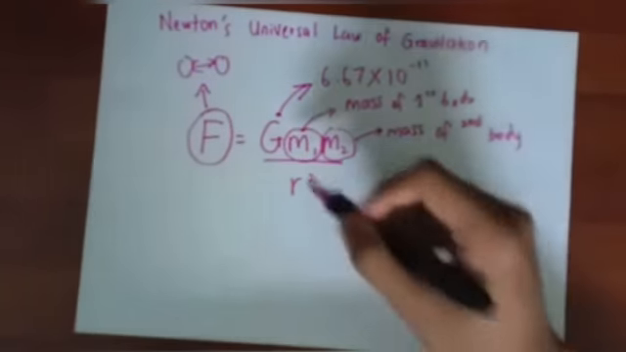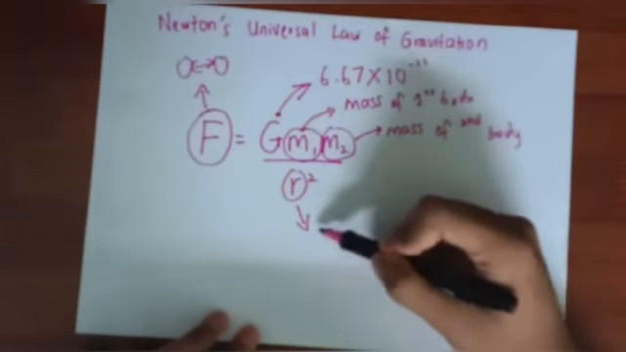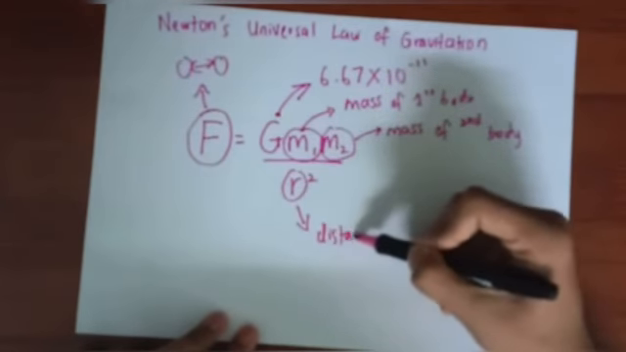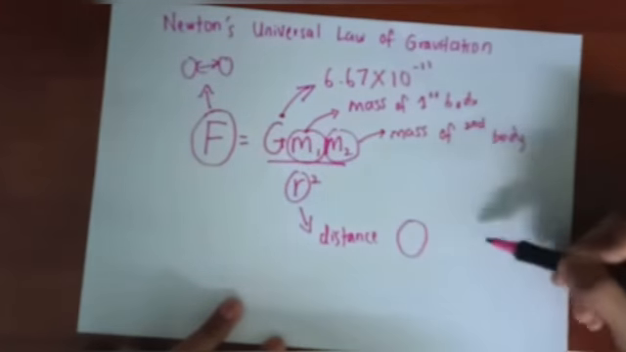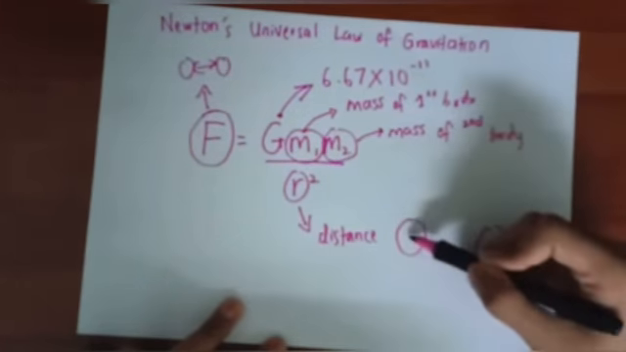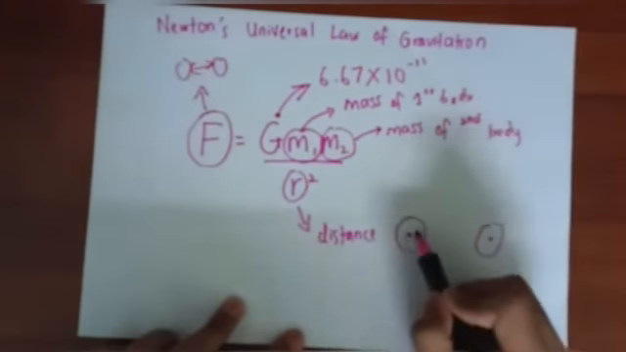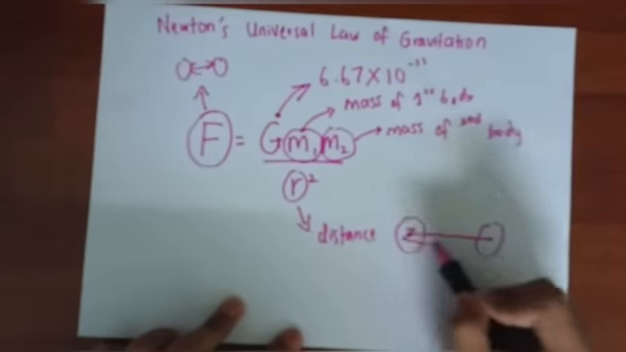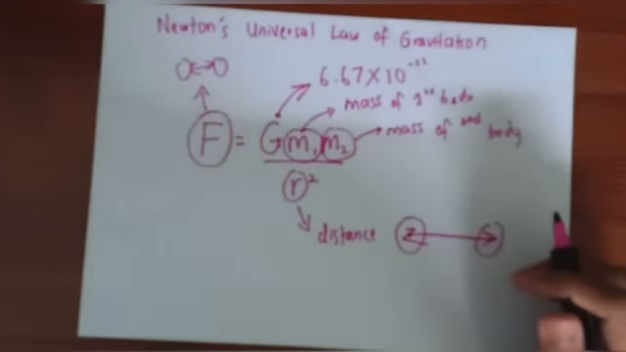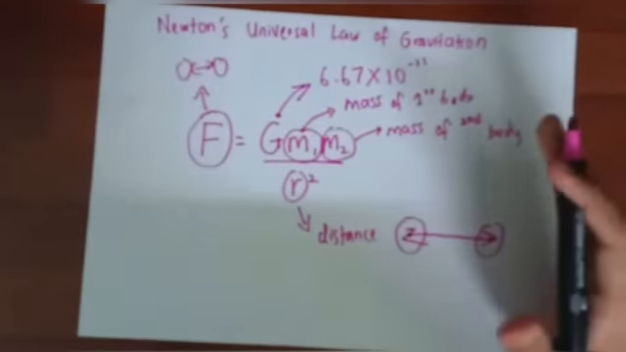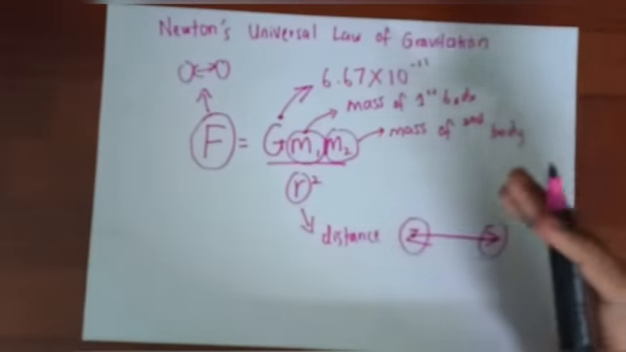And lastly, R. R is the distance between the two bodies, which is measured from the center of the first body to the center of the second body. This is R. So we use this formula to find the gravitational force between two bodies.